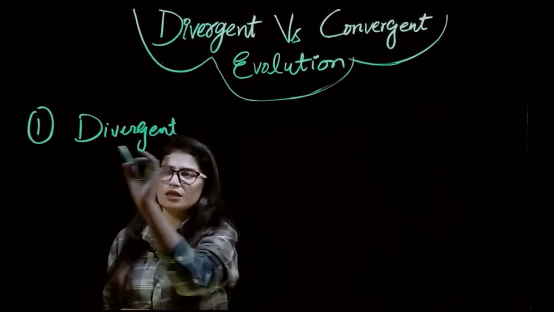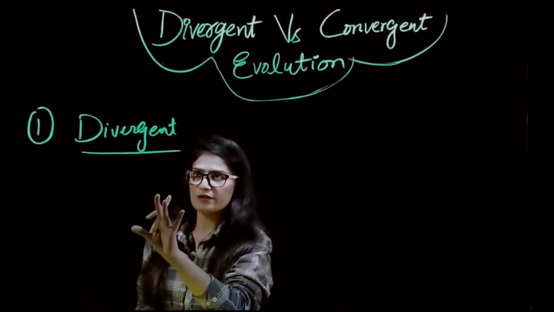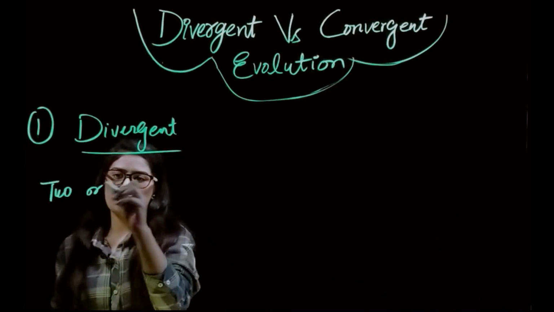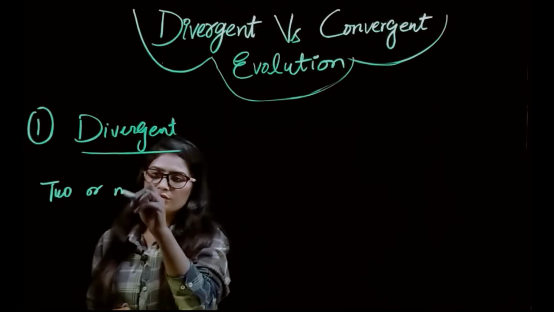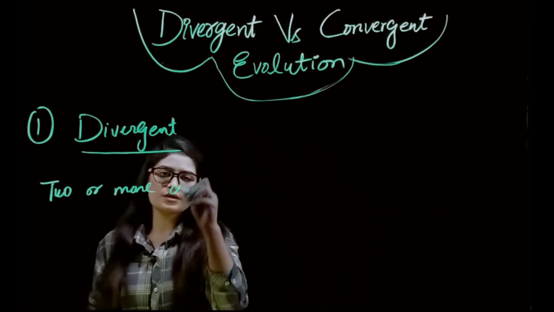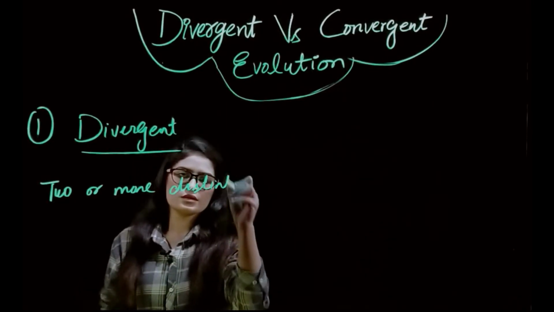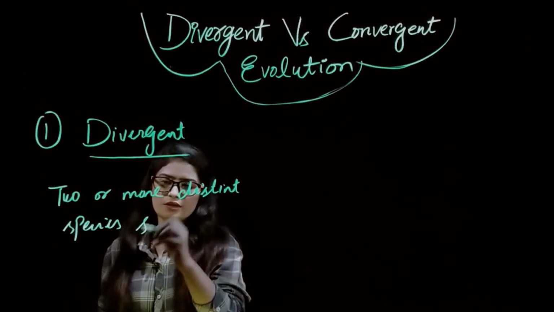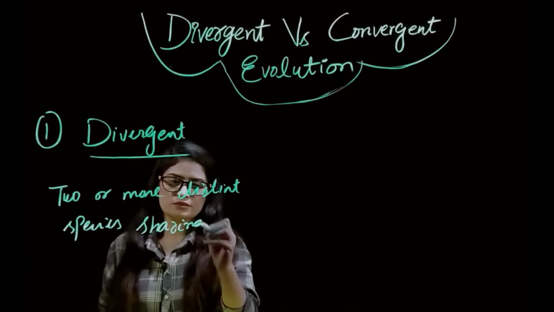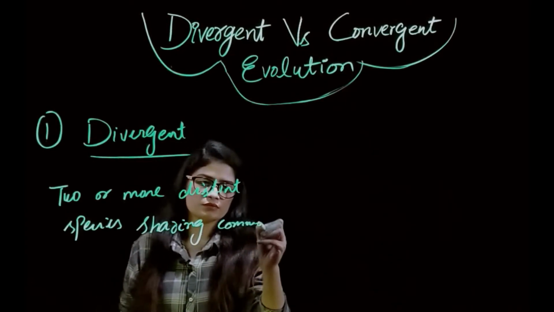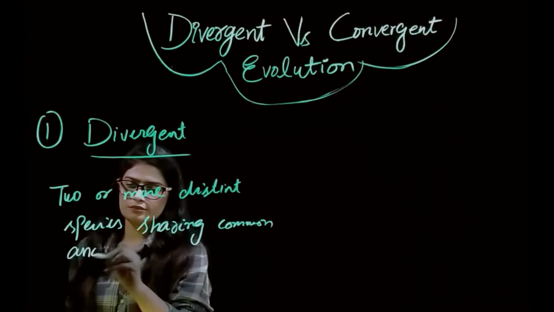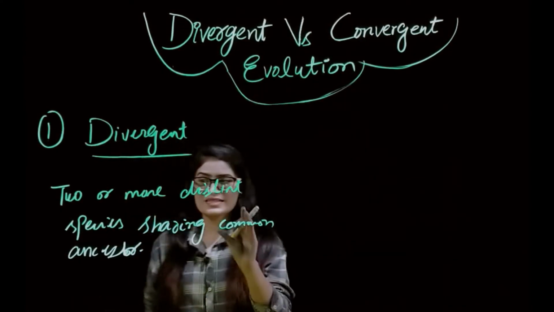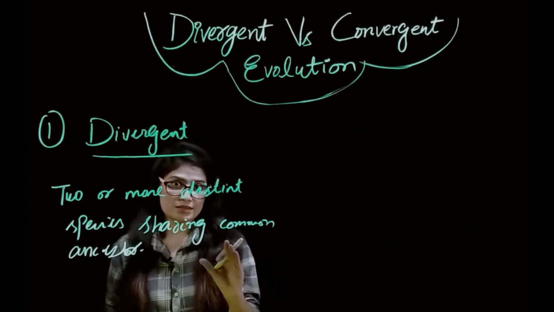Divergent evolution. If we talk about divergent evolution, it's actually two or more distinct species sharing a common ancestor.